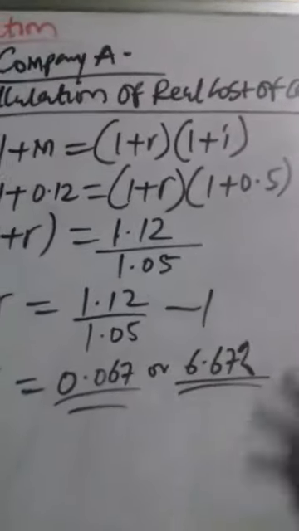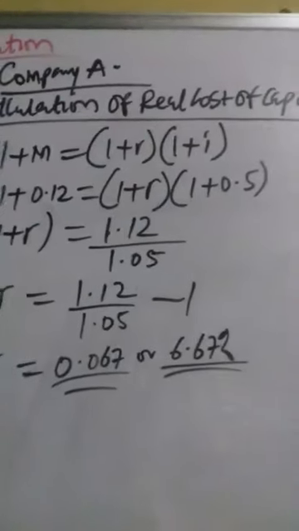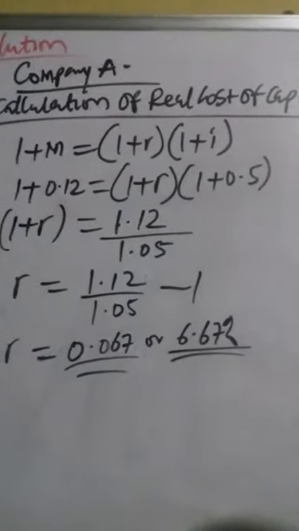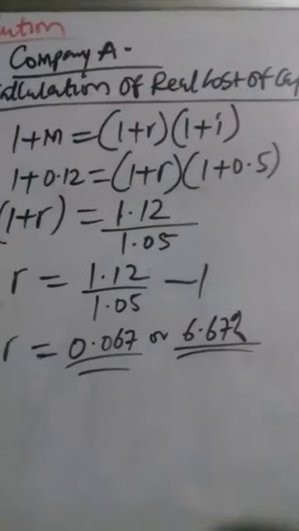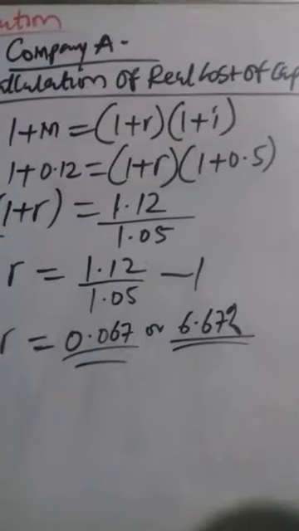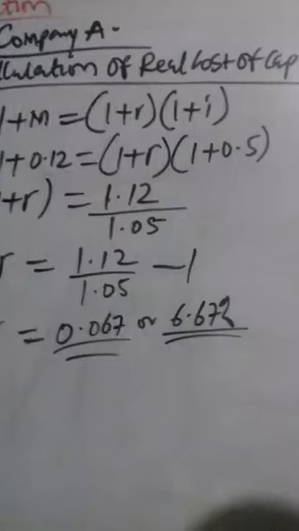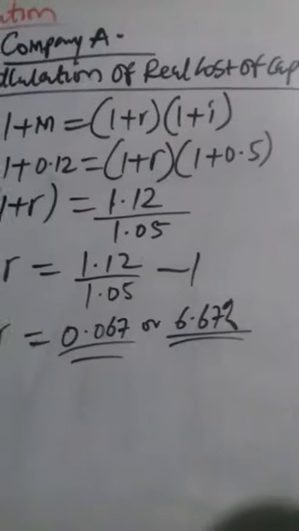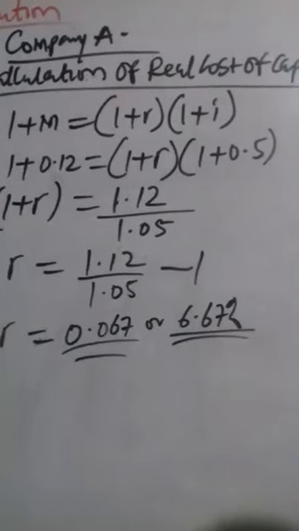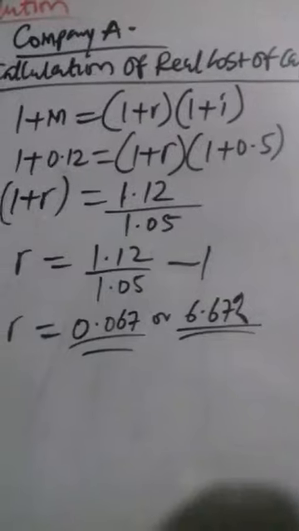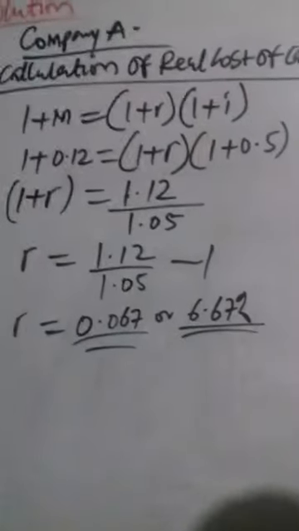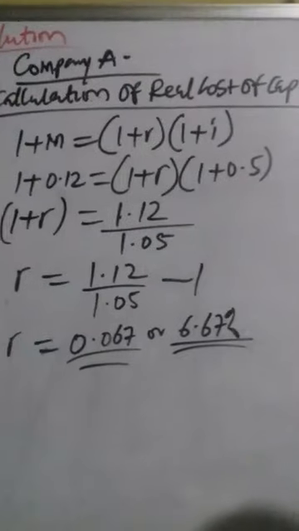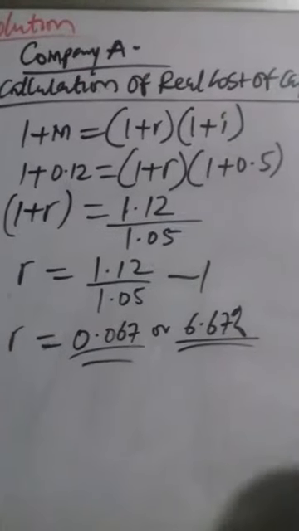The solution here says you present the name of the company and state what you want to calculate, and then you put the formula: 1 plus M equals bracket 1 plus R, close the bracket, open another bracket 1 plus I, and close the bracket. For this question, money cost of capital is 12%, real cost of capital we do not know, and inflation is known, which is 5%.